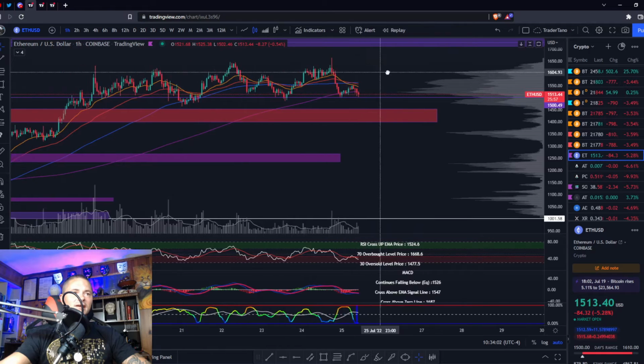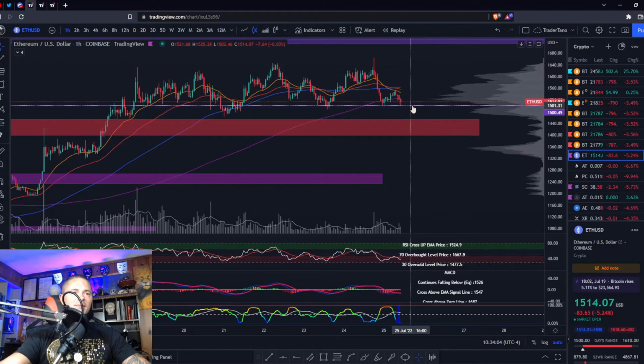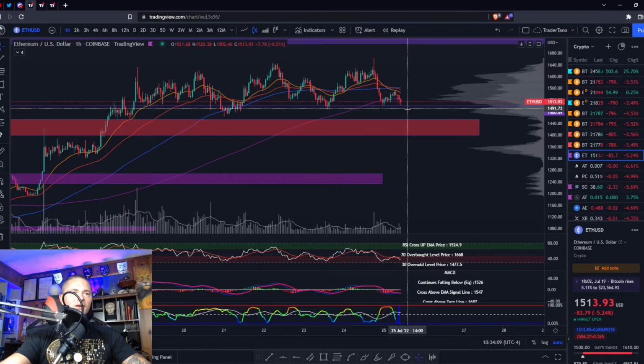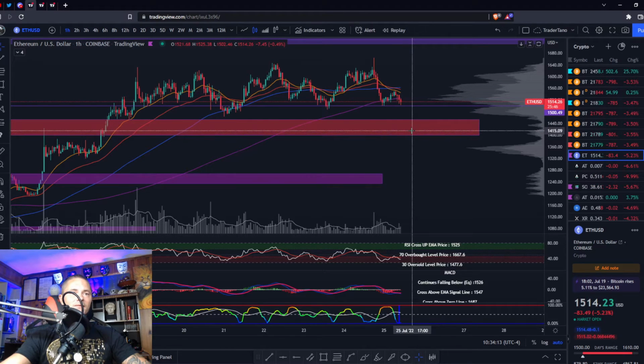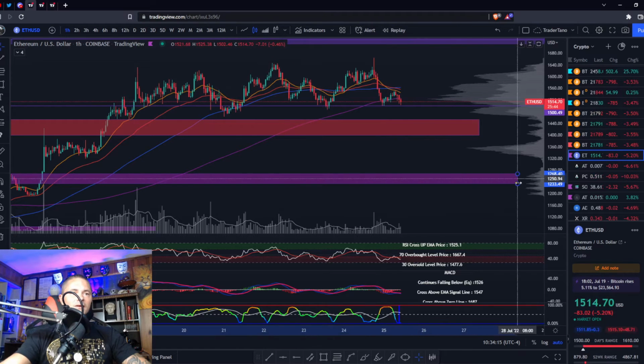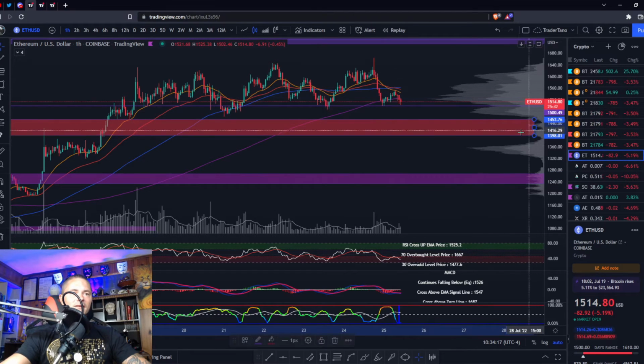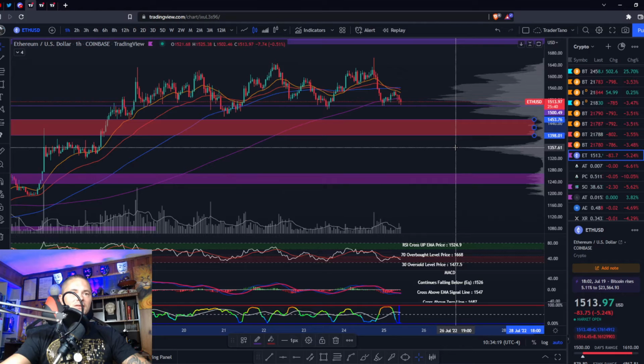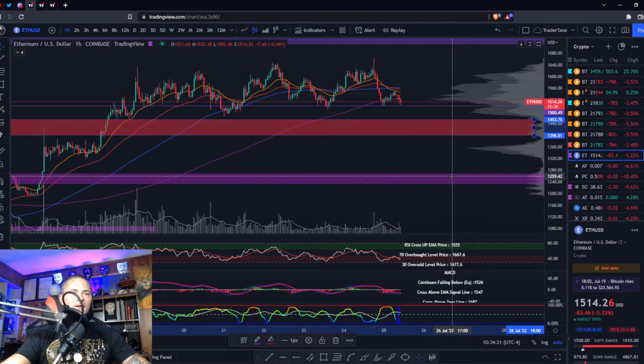Right now, it looks like we are possibly making a double bottom on the 1,500 level. The 1,500 level is going to be hard to break, but if we do break it, I think we go down to 1450, possibly. If we break 1450, my next level I'm looking at for a bounce is the 1358 level. Ultimately, I think we would come down to 1250.